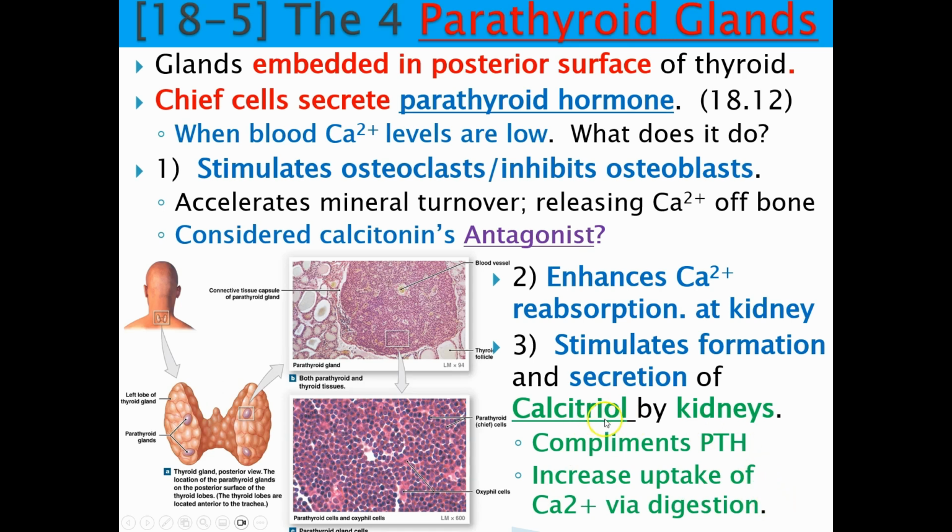So calcitriol, number one, stimulates the osteoclast and inhibits the osteoblast, but instead of targeting the kidneys, it'll target the intestines instead. Make sure you know the difference. I fully expect my students to know that subtle difference between them. And then, just like how parathyroid hormone was calcitonin's antagonist, calcitriol is actually parathyroid's synergist.